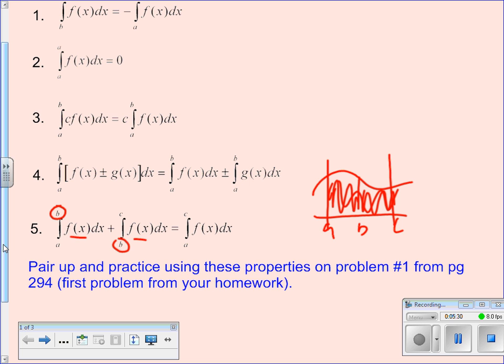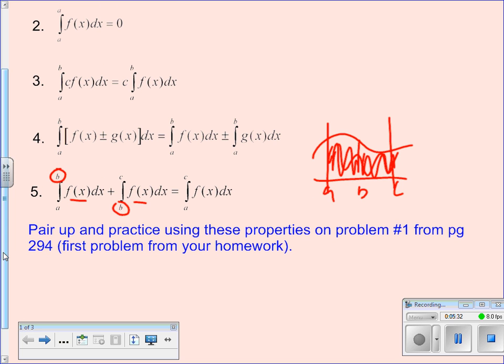This one is a tricky one here. Okay, what I want you to do now, get out a textbook. Problem number 1 from your homework, problem number 1 on page 294, I want you guys to work on that. Spend a few minutes working on that. You're going to be using these properties to solve integrals. Take a few minutes and then we'll go over them together.